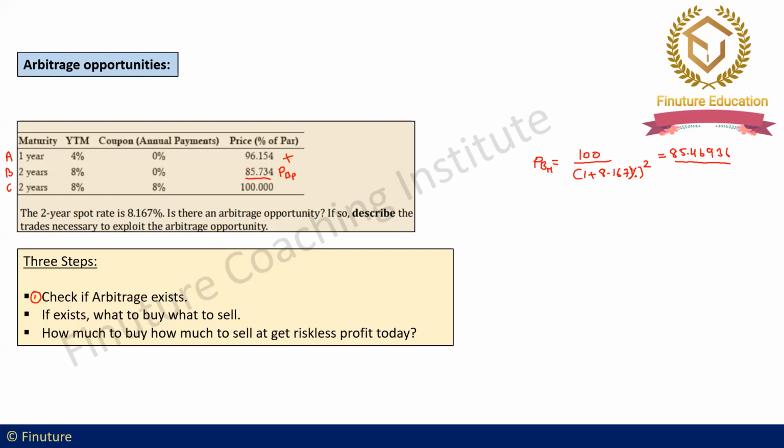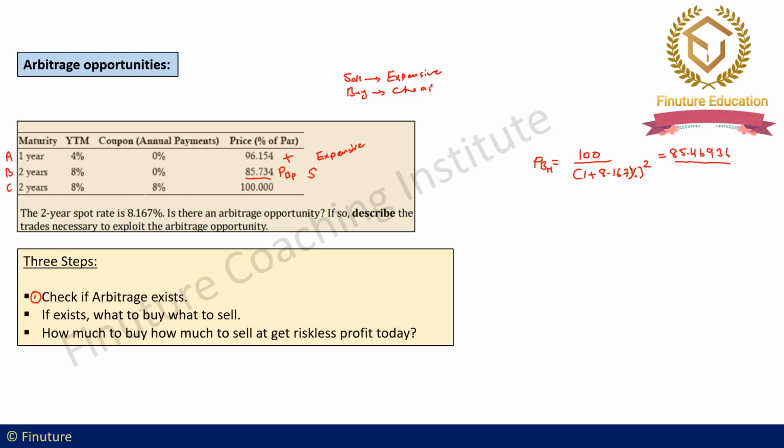If we compare, bond B in portfolio is expensive. And a simple rule to decide what to do: you sell whichever is expensive and you buy whichever is cheap. It's common sense, I would say. So we got that bond B in the portfolio is expensive, so we will sell this.